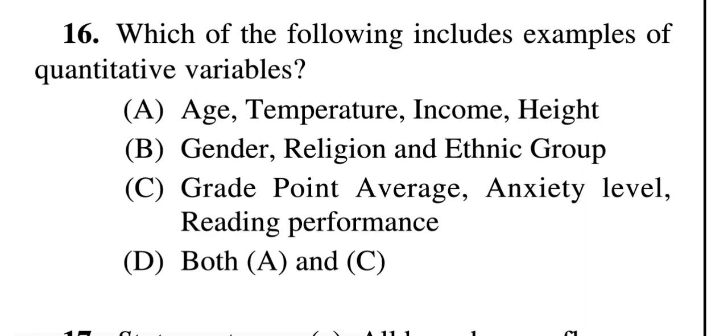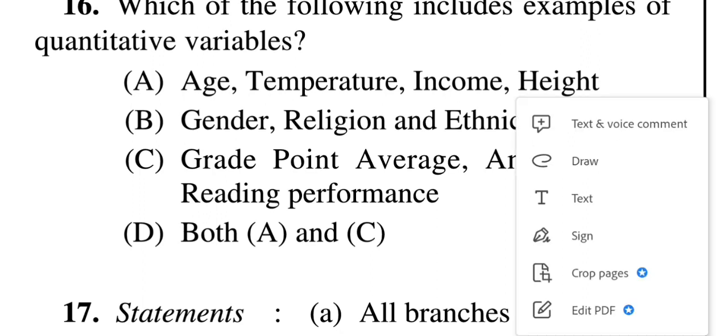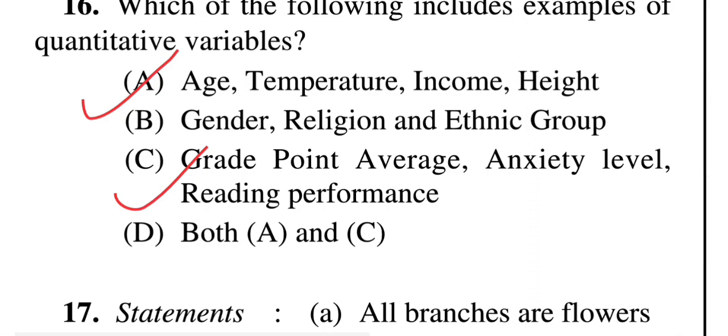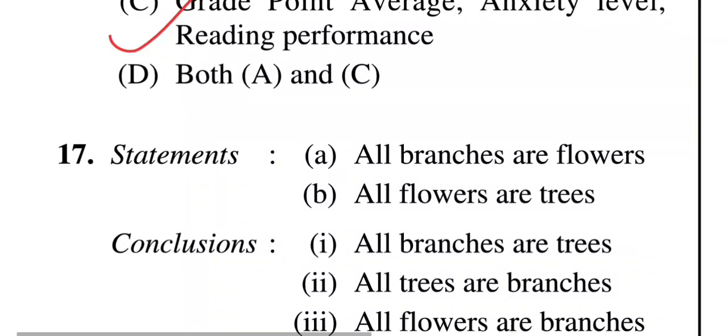A is age, temperature, income, height. B, gender, religion and ethnic group. C, grade point average, anxiety level, reading performance. D, both A and C. Correct answer of 16 will be D, that is both A and C. That is age, temperature, income, height. Then C, grade point average, anxiety level, reading performance. These are the correct answers. That's why the correct option as per the question will be both A and C.